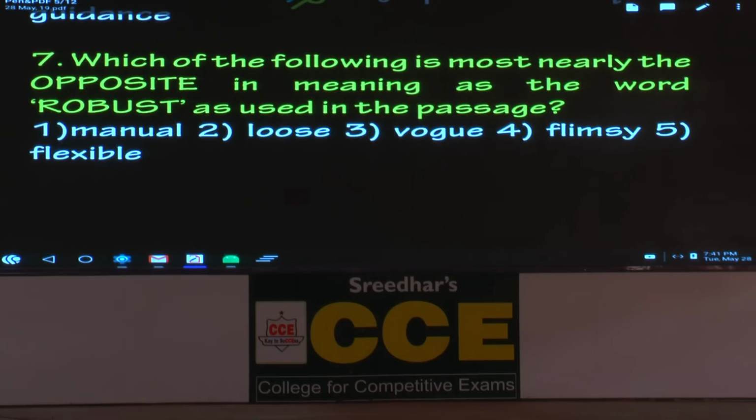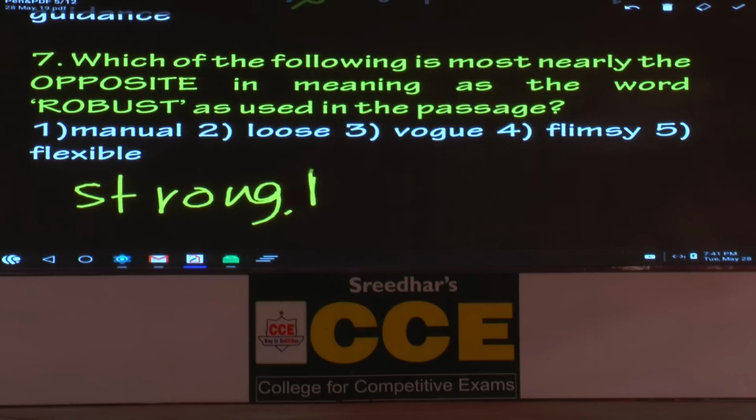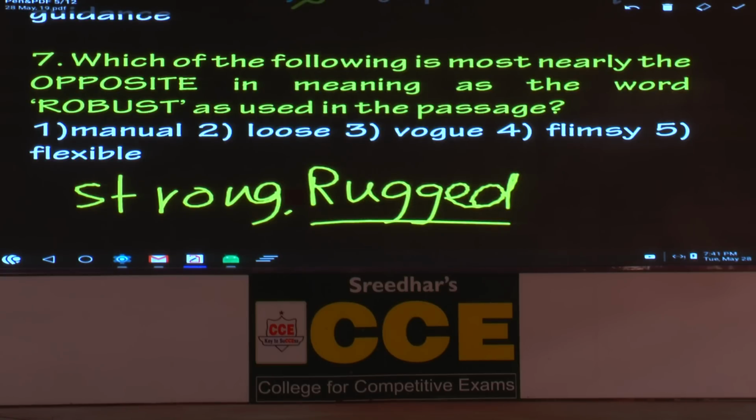What is the given word here? Robust. And he wants the opposite. Opposite in meaning as a word, robust. Robust, it goes with everyday English. What is the meaning of the word robust? Strong. Please write. Strong. Also write the word rugged. Rugged also means very strong. And what is the context? It has been used in which context?